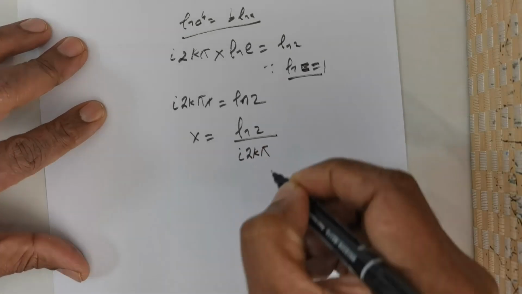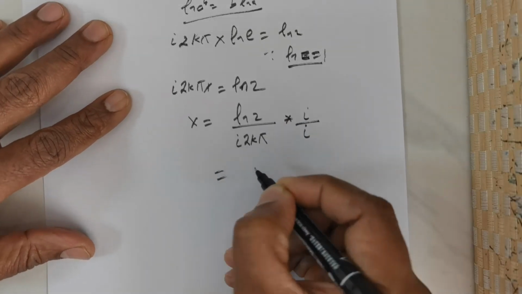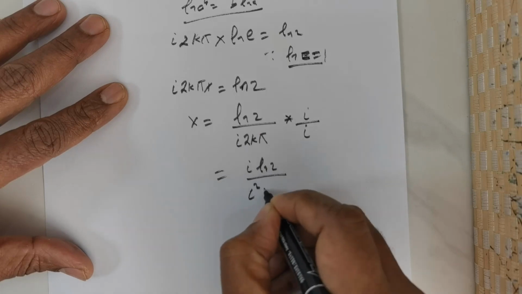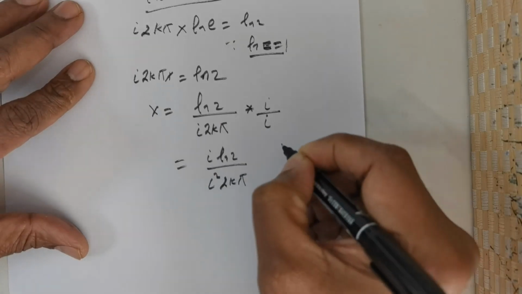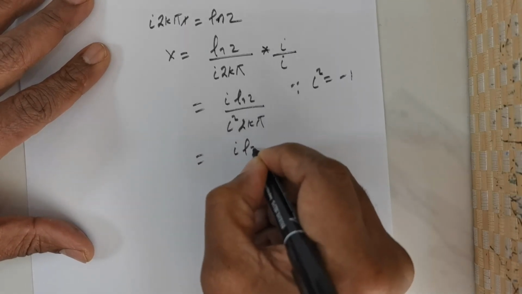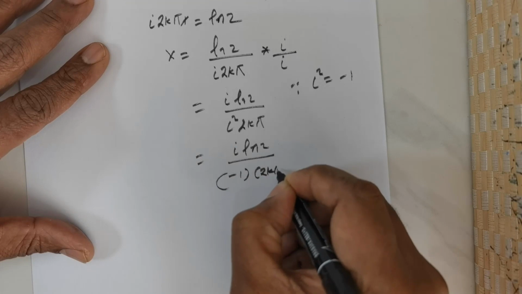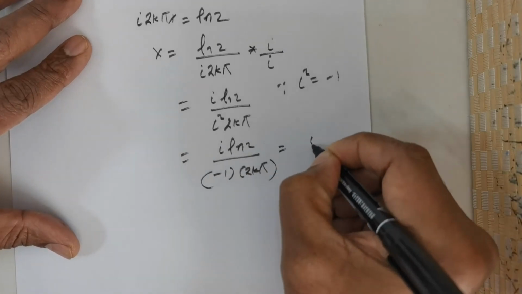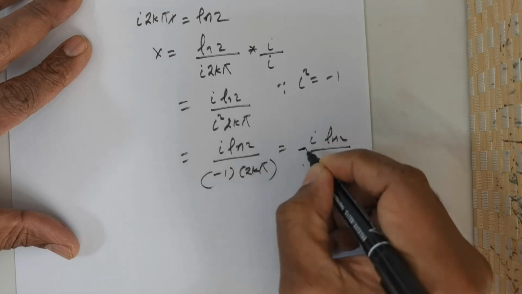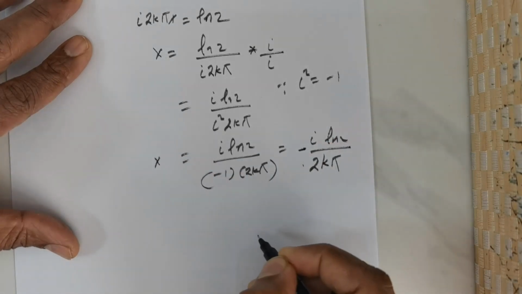I cannot have i in the denominator, so I multiply by i in the numerator and divide by i. This is going to give me i times ln 2. i into i is i squared, so 2 times k times pi. But i squared is equal to negative 1, so this will give me i times ln 2 divided by negative 1 times 2 times k times pi, which is rewritten as negative i times ln 2 divided by 2 times k times pi, with the negative sign placed here. So this is the value of x.